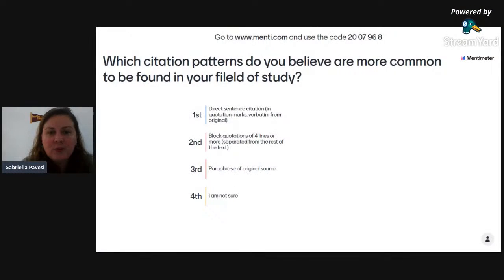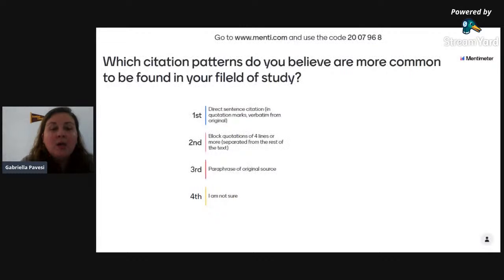Without looking at your articles, without checking any kind of reference, I would like you to refer back to your memory and see if you can remember how citations usually happen in your area. I'm sorry, just a second, my screen blinked. Here we are. So I'm going to share a different Mentimeter with you, okay? So you can close that and open a new one.